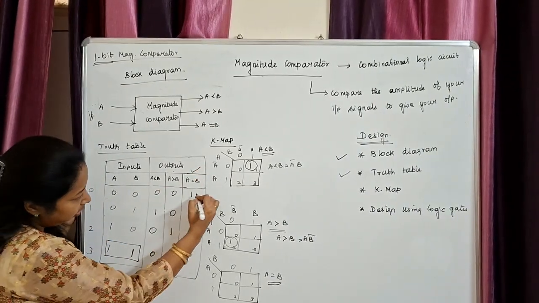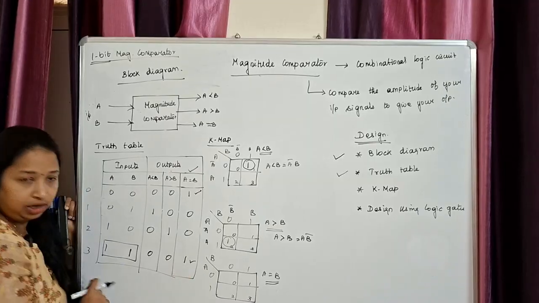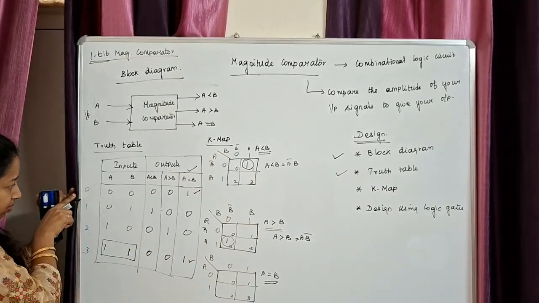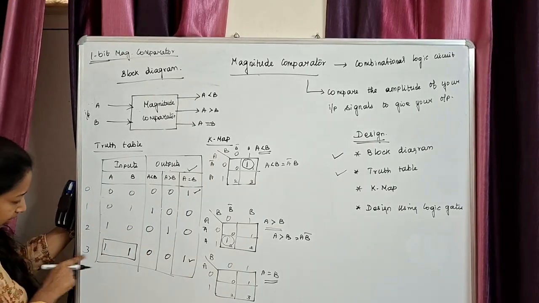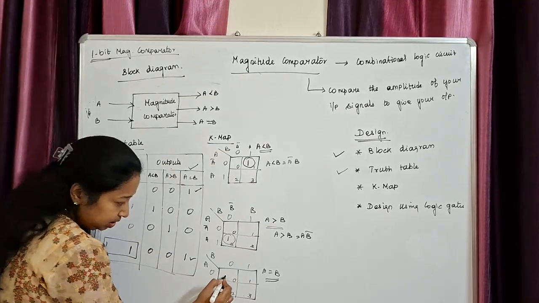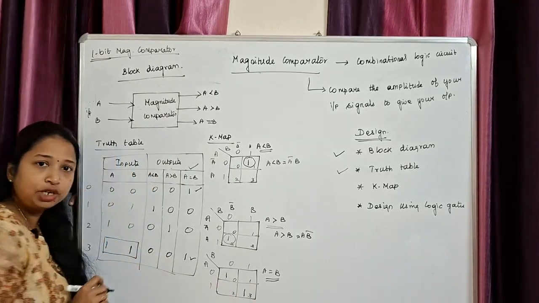Where all have you got 1 as your output? You have got 1 here, you have got 1 here. So, check for the corresponding decimal number. Here it is 0 and here it is 3. So, against 0 and against 3, you will be positioning 1.